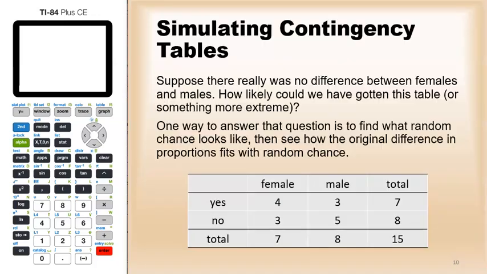Now, suppose there really was no difference between females and males in terms of preference for eating breakfast. How likely could we have gotten the table from the past video, or something more extreme? One way to answer that question is to find what random chance looks like under these circumstances, then see how the original difference we had compares with random chance.